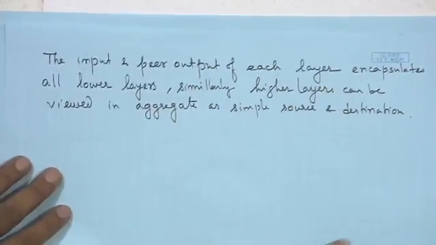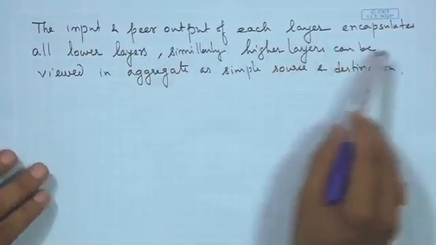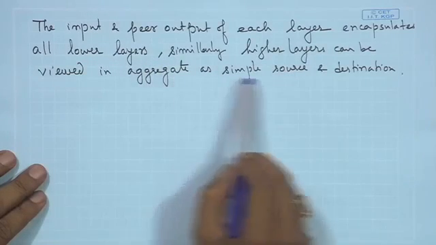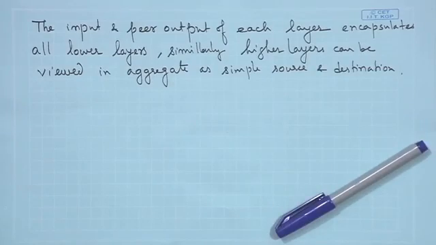So that is what is summarized in this particular statement, that the input and peer output of each layer encapsulates all lower layers, as we've just discussed. Similarly, the higher layers can be viewed as an aggregate of simple source and destination. So what this is telling you is to partition the big complex communication system into interfaces through which I can encapsulate everything on the left and say let that be the source if it is the transmitter, and if it's the receiver I can say that is the destination. If I look at it on the other side, I would say that's the input to the channel and that's the output from the channel, and so on and so forth.